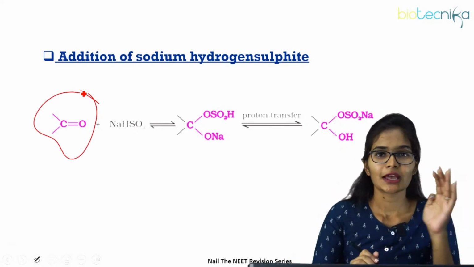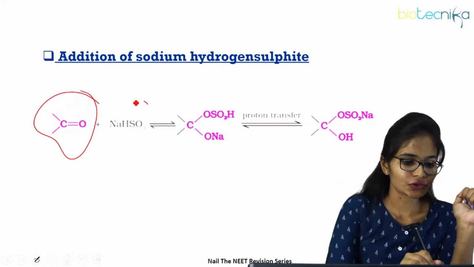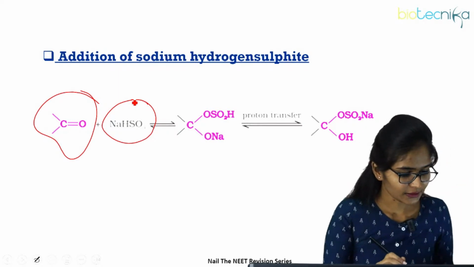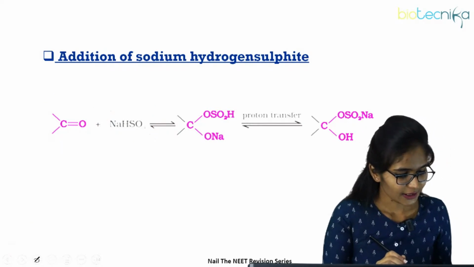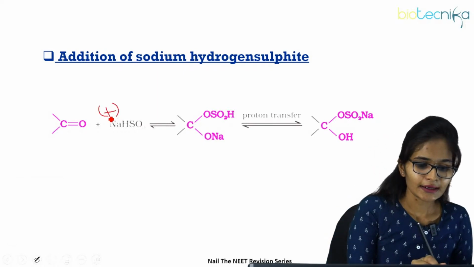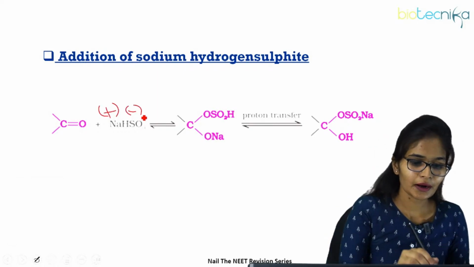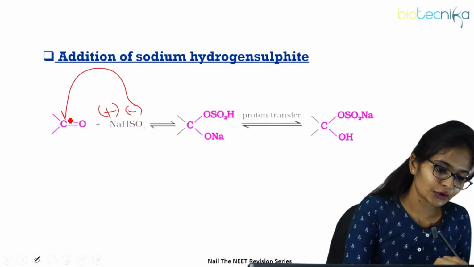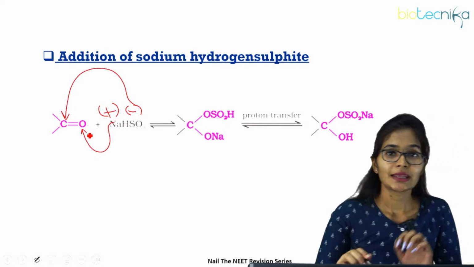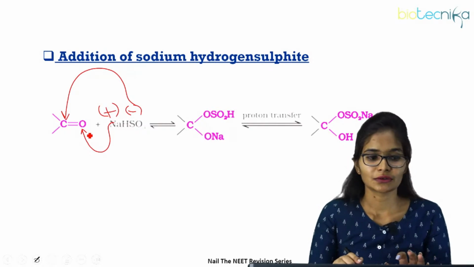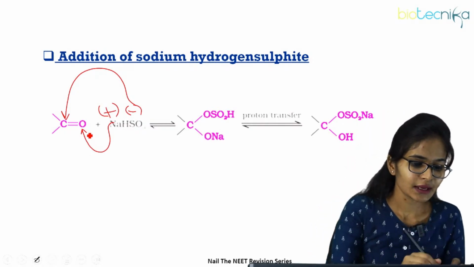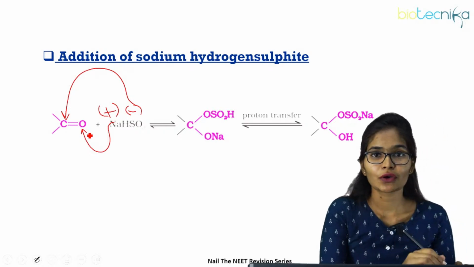Okay, so I have mentioned this generally. Now this sodium hydrogen sulfite can split into Na+ and HSO3−. Na+ will be the positive part and HSO3− will be the negative part. The negative part will attack the electron deficient carbon, and Na+ will attack the negatively charged oxygen. So the electron deficient carbon is attacked by HSO3−, and Na+ attacks the oxygen.